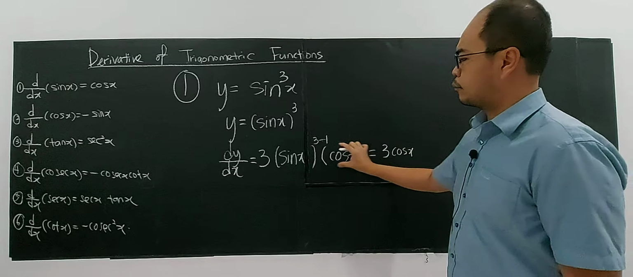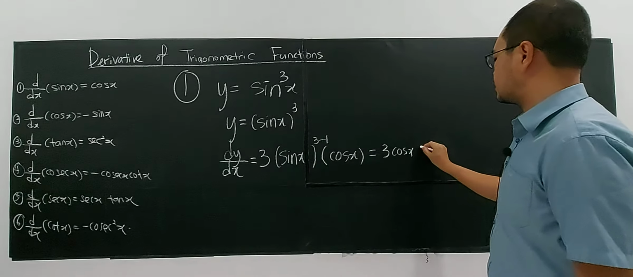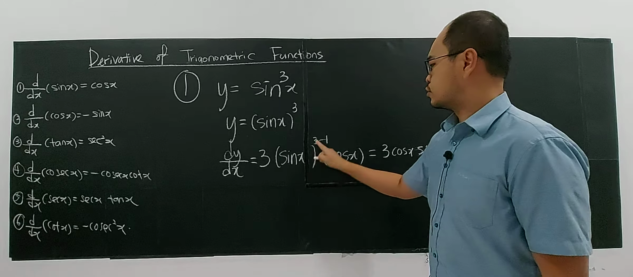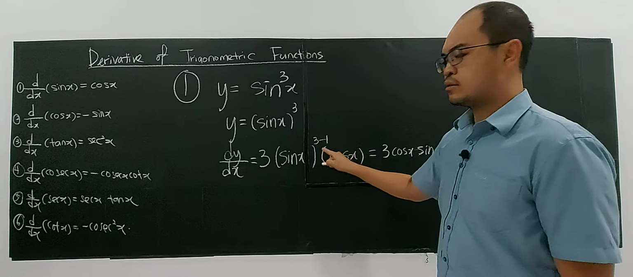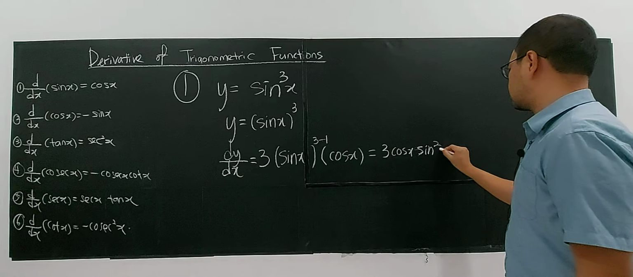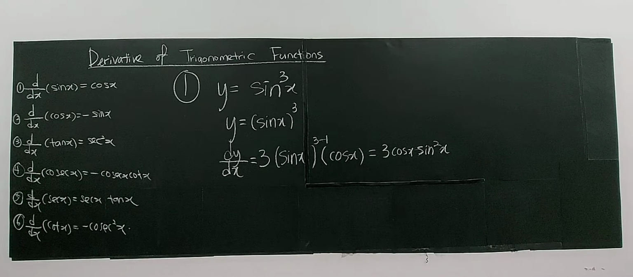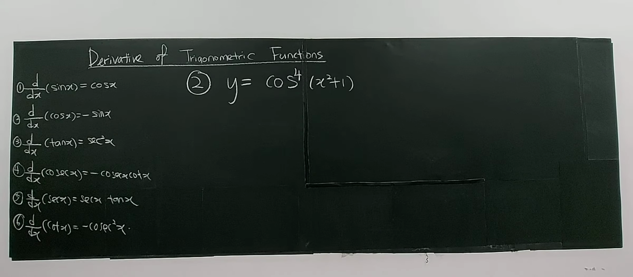So your answer will be 3 cos x. This one I can put in front, and this one you can put as sin squared x, because 3 minus 1 is 2. So you have 3 cos x sin squared x. So let's go for more examples.